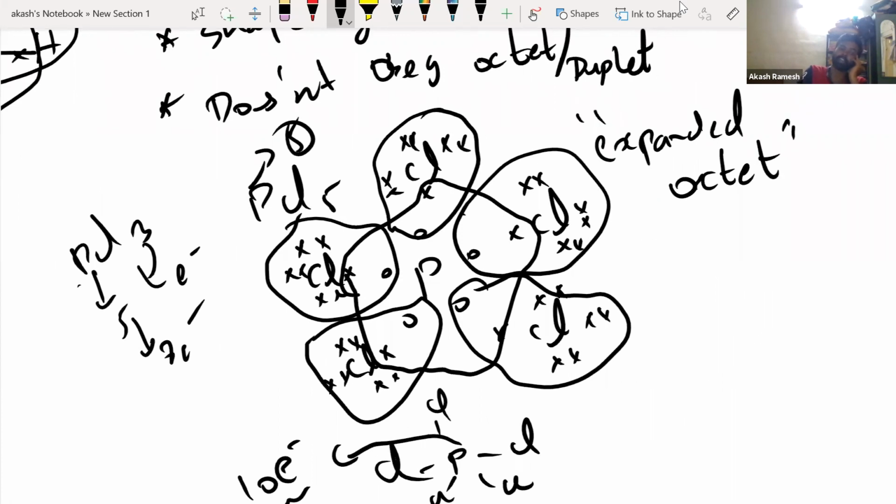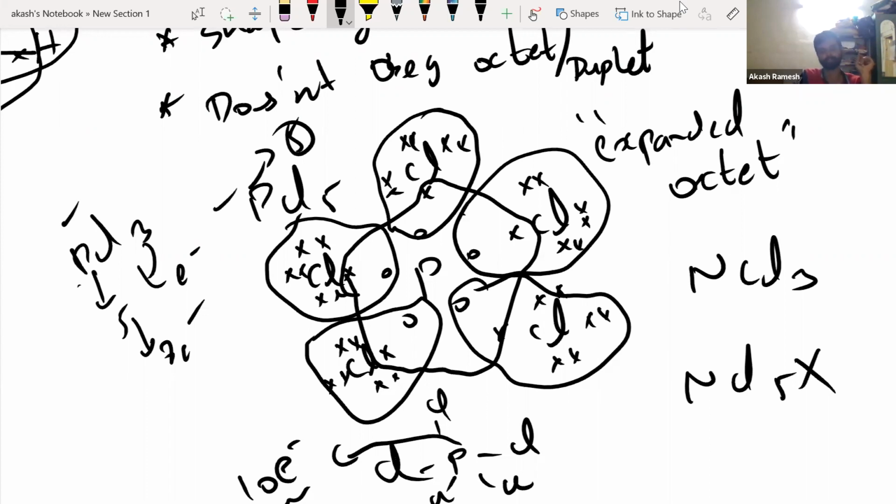Okay, this is what is called as expanded octet. There are reasons for this. Why? Say for example, NCl3 exists, but NCl5 doesn't exist. But see, PCl3 exists, PCl5 also exists.